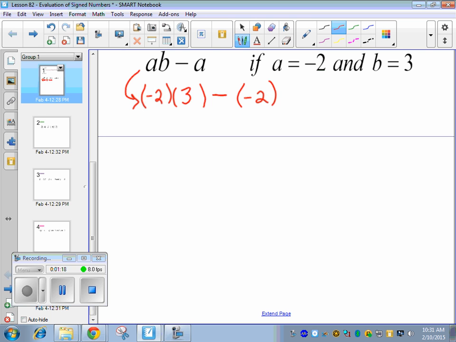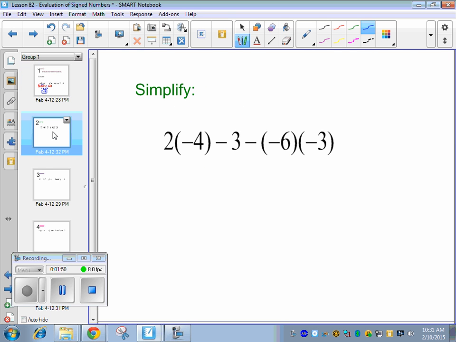Now we're going to do PEMDAS and all of our knowledge of positives and negatives. All right? So we're going to multiply first. What's -2 times 3? -6. And what do we do with two negatives in a row? Chop, chop. So +2. Sign wars. Who wins the wars? Negative, and we get 4. Okay? Any questions? All right, let's try another one.